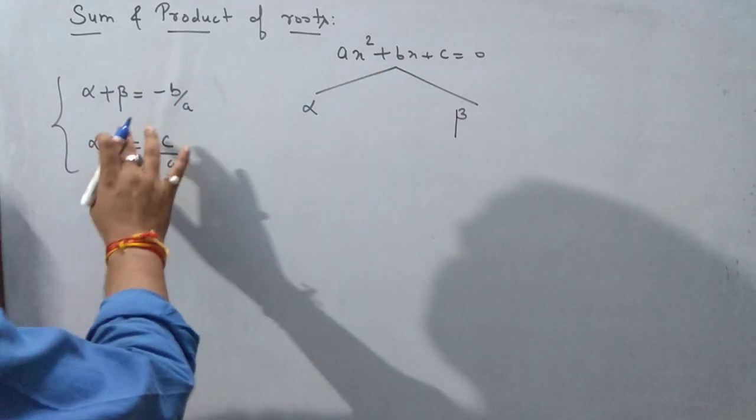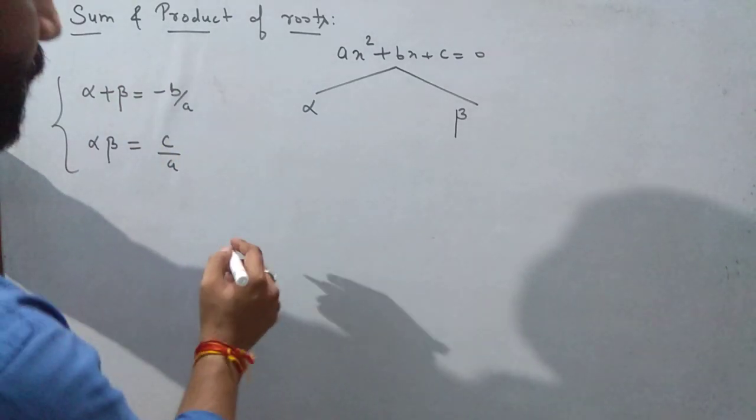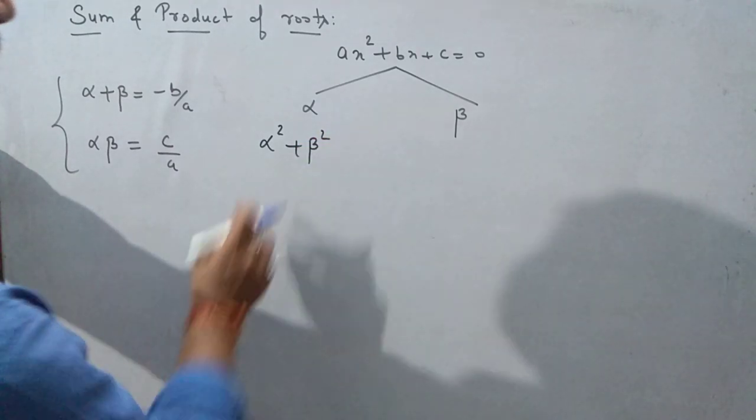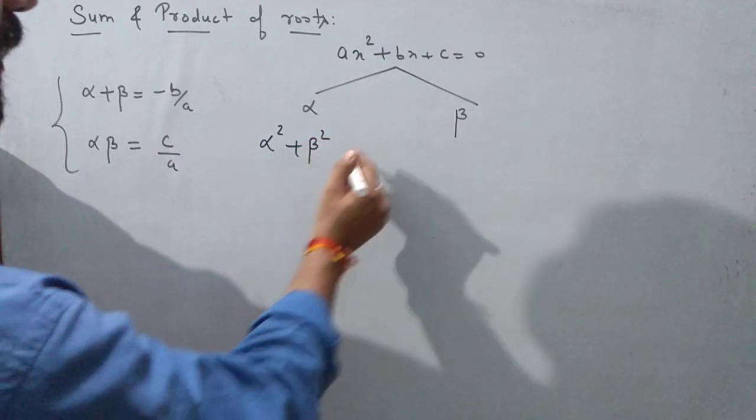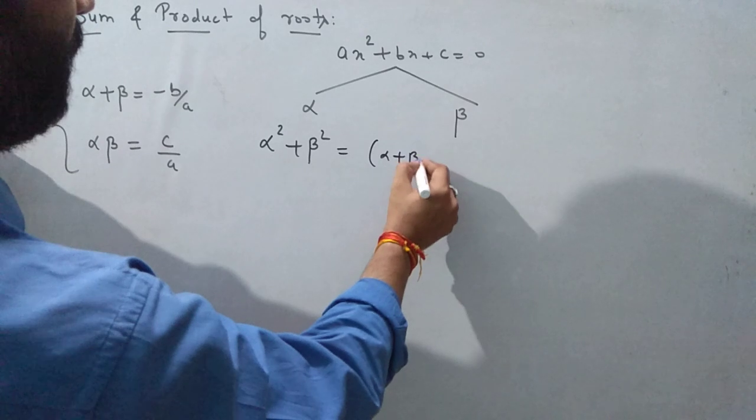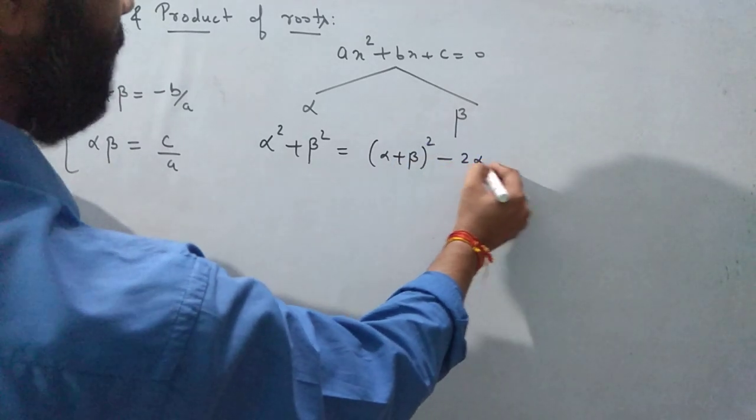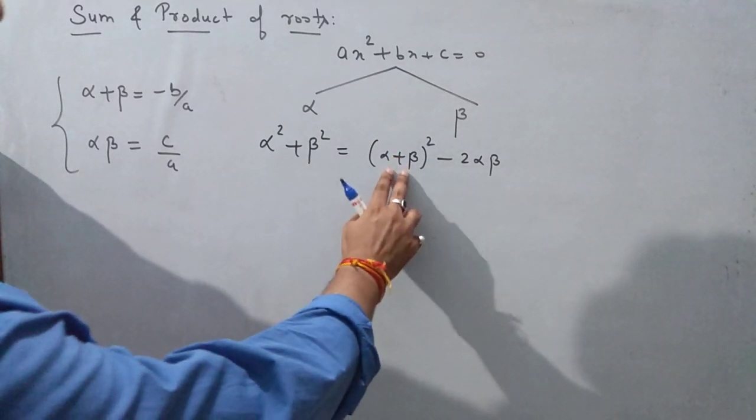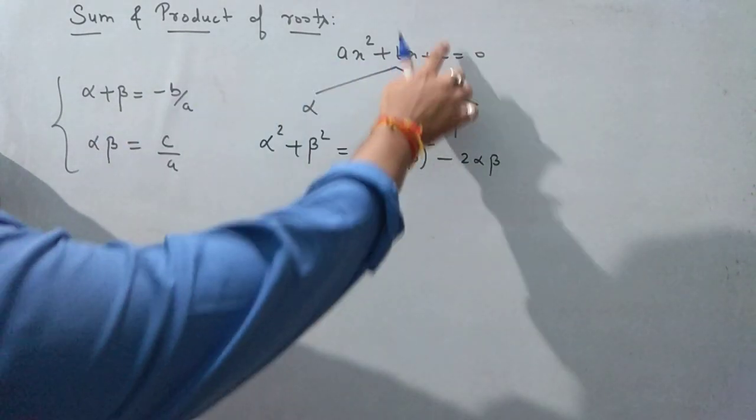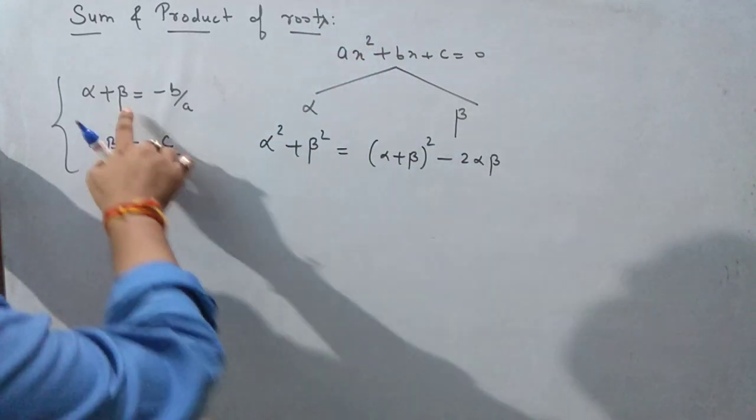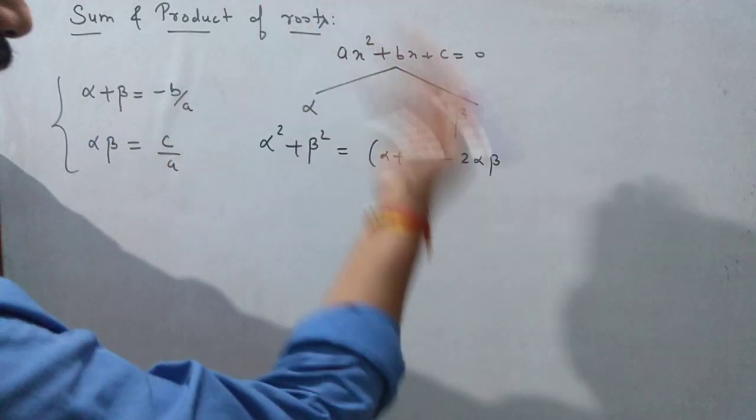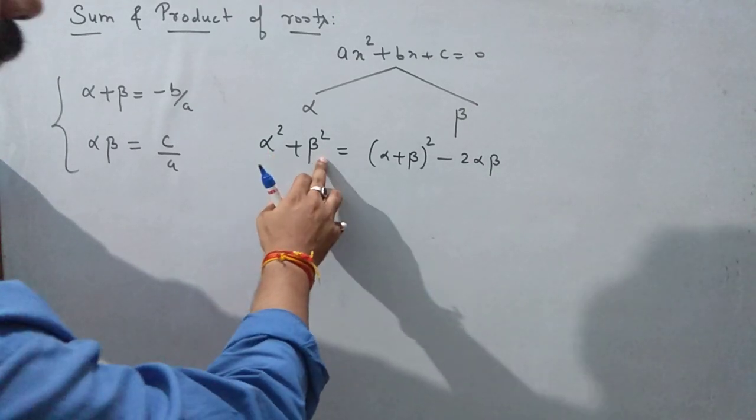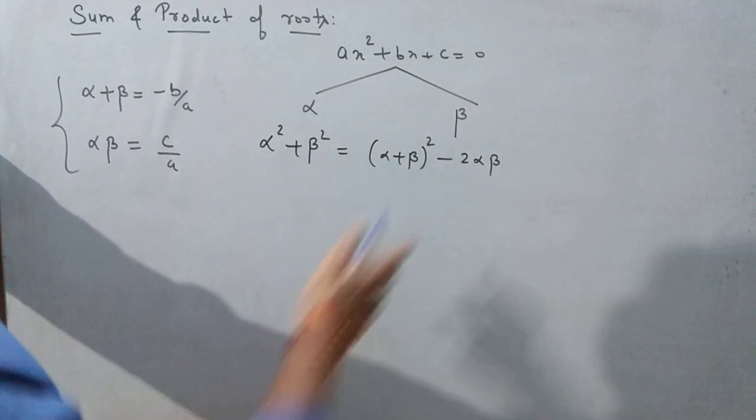Before we start, there are identities which are very important. Sometimes we need the value of alpha square plus beta square. The formula is alpha plus beta whole square minus 2 alpha beta. Always try to make the equation into sum and product forms, because with the help of this quadratic equation we only find the sum and the product. After that, if anything is required, like the square of the first root plus the square of the second root, this formula is used.